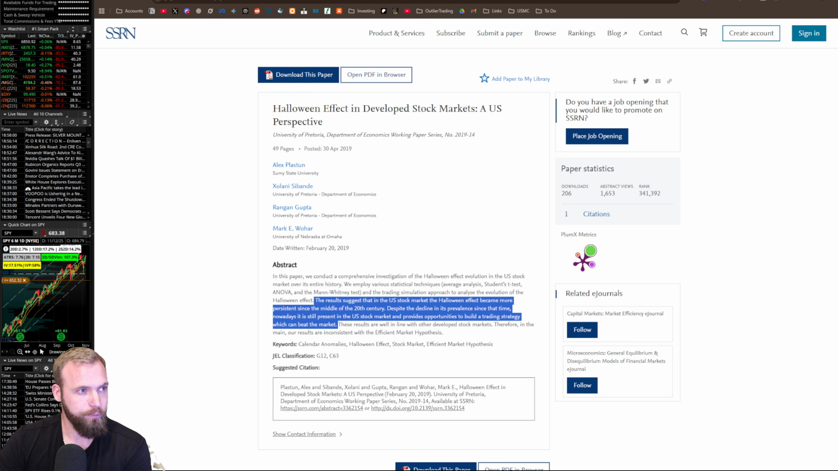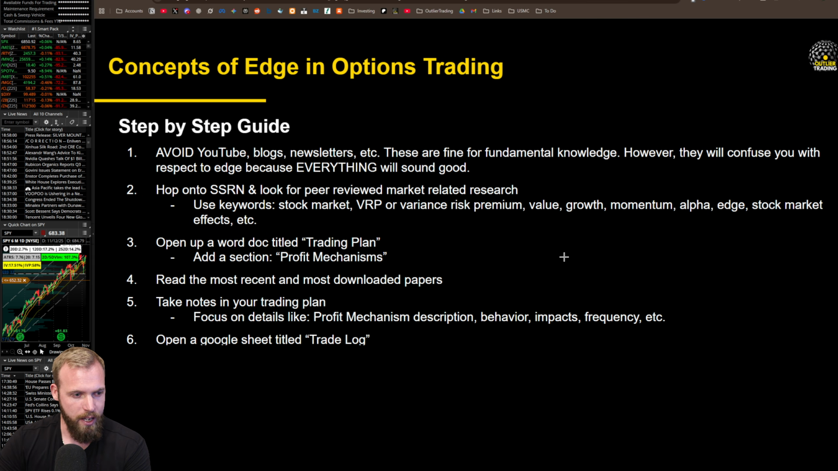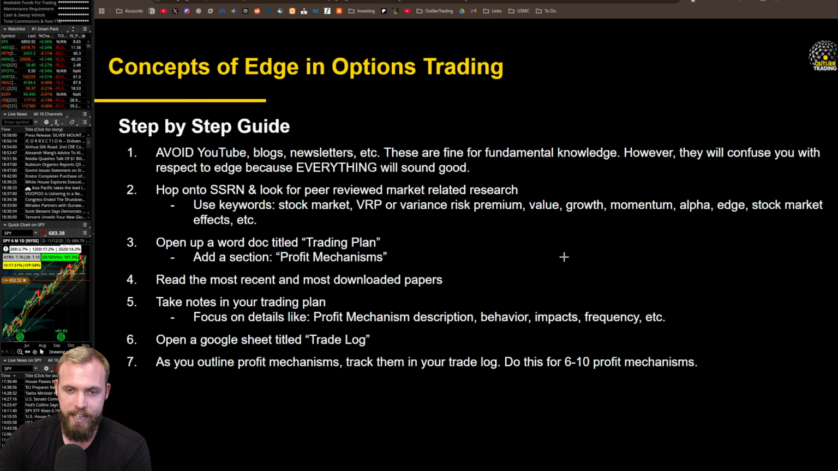And then that leads to your next step, which is open up a Google Sheet called a trade log. And as you outline this effect, try to track it. Notice none of this has anything to do with options. You don't even have to worry about options yet. If you want to measure the Halloween effect, maybe you look at the index pricing around the bounds that it gives you, and you just measure. How does this behave over the defined period? That's a good starting point.